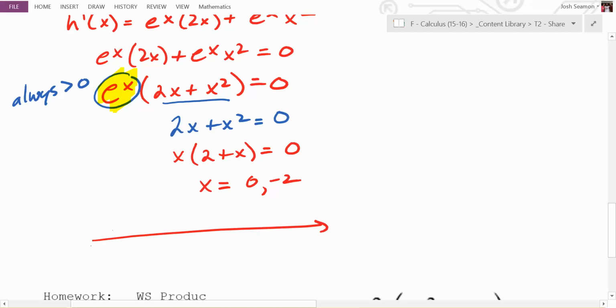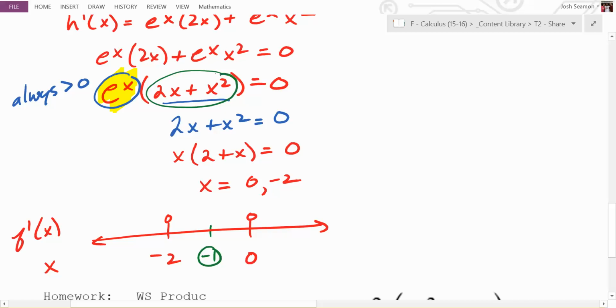So then you have a number line, and remember we did this a bunch, with -2 and 0, and we tested the first derivative. This is the x value, and this is the first derivative. We know there's 0 in this case, so it's either positive or negative everywhere else. What number is between -2 and 0? What about -1? Where do we plug that in? We plug that into this right here, because e to the x is always positive. Plug in -1. What's 2 times -1? -2. -2 plus 1 is -1. So it's negative in between.